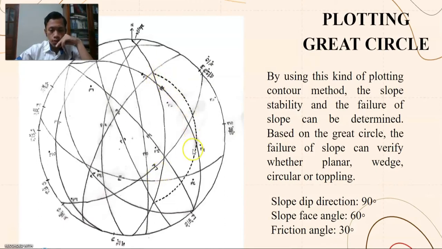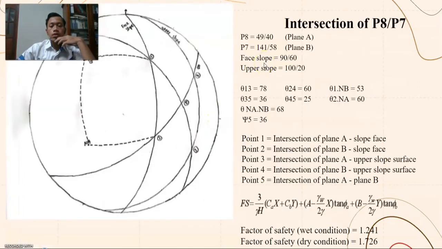Okay, after that, by seeing the unconditional zone, which is in the region of the upper slope and the friction angle of 30, we could find the intersection between planes, which is the mode of failure of wedges. Then one of the intersections is the intersection of P8 and P7. The lower dip angle will be plane A, and the higher dip angle will be plane B.